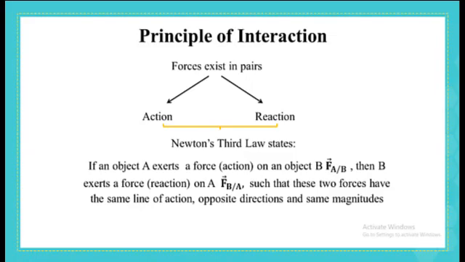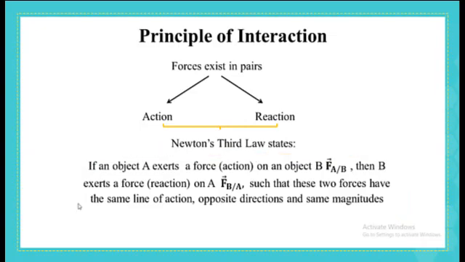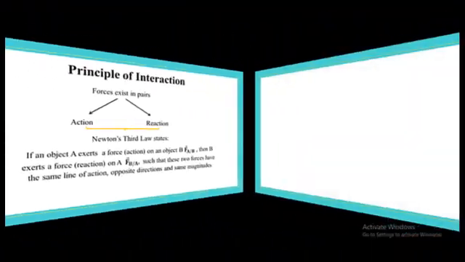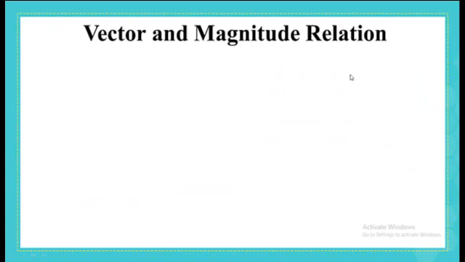If we check these two writings, you can notice that objects A and B are switching their roles. So in case they ask you to state the principle of interaction, you can write this part. So if you please, you have to memorize it. And since we are talking about two forces which have a specific relation, it's time to learn about two types of relations. The first one is called a vector relation, and the second one is called a magnitude relation.